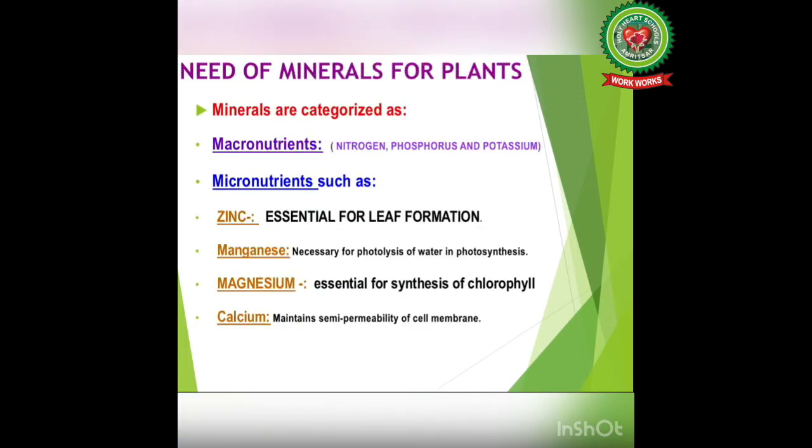Now, need of minerals for plants. So, minerals are categorized as macronutrients, which include nitrogen, phosphorus and potassium, and micronutrients, which include zinc, essential for leaf formation, manganese, which is necessary for photolysis of water in photosynthesis, magnesium, which is essential for synthesis of chlorophyll, and calcium, which maintains semi-permeability of cell membrane.